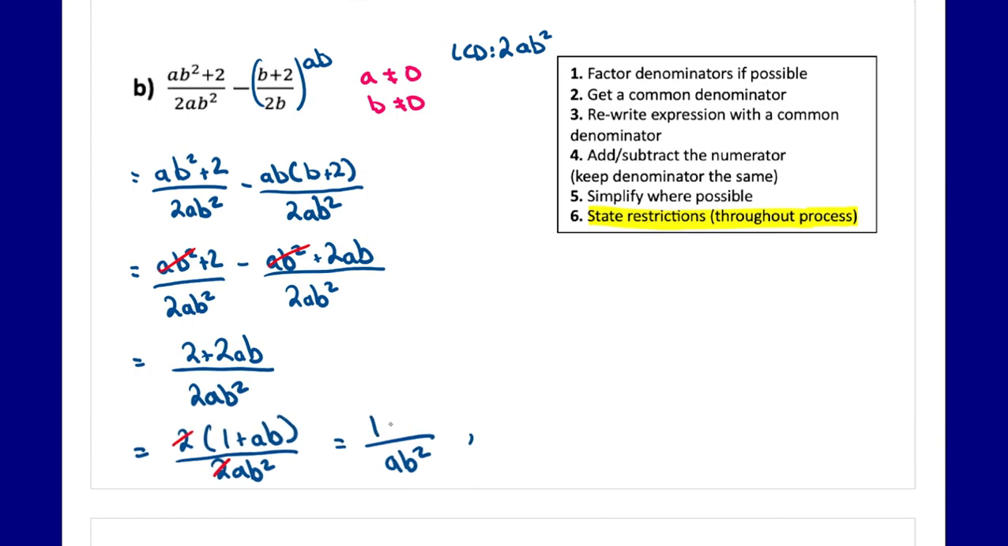And then my restrictions: A cannot equal 0 and B cannot equal 0. So the restrictions didn't really change. This was more about adding and subtracting, or working through the simplifying of that. So 1 plus ab divided by ab squared, and the restrictions are A cannot equal 0 and B cannot equal 0.